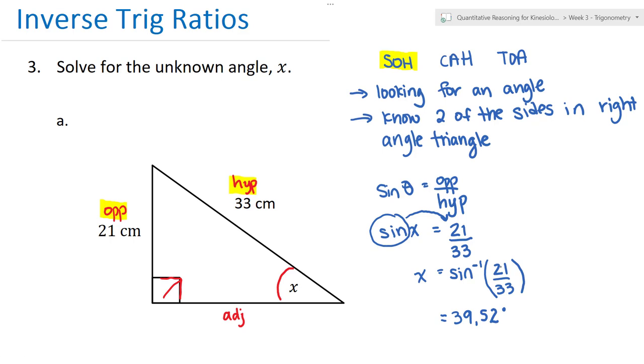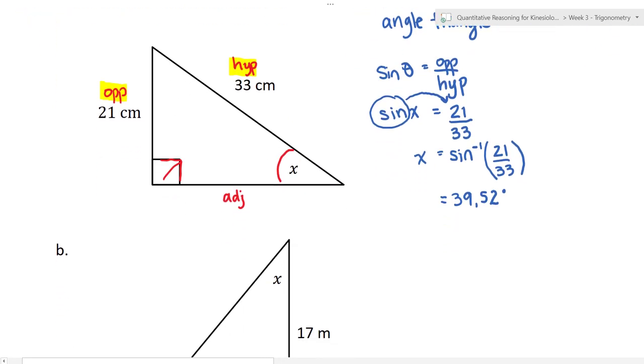Alright, so if you feel good about this question, move on to part B, pause the video, and then continue when you're ready. We're going to move on right now to part B.